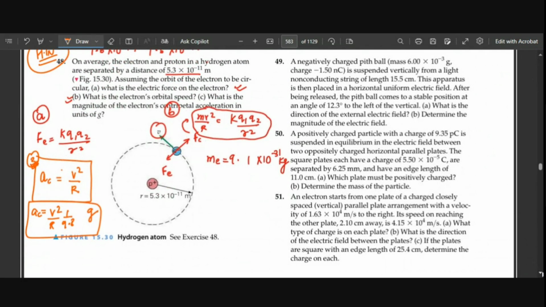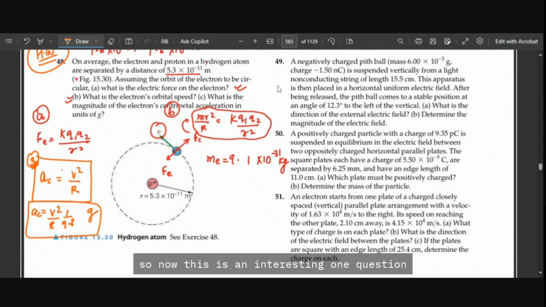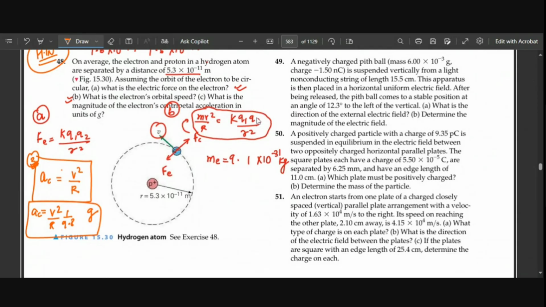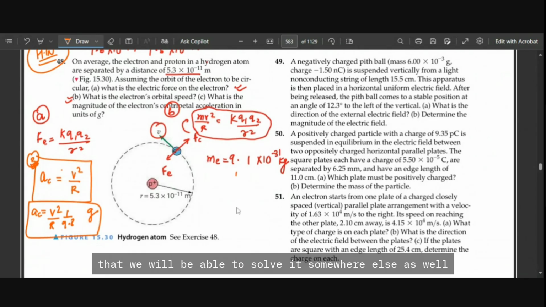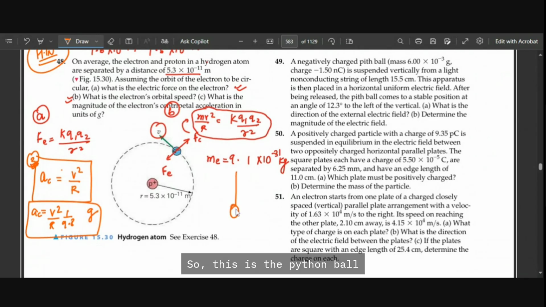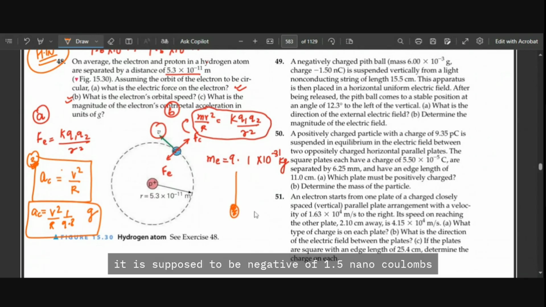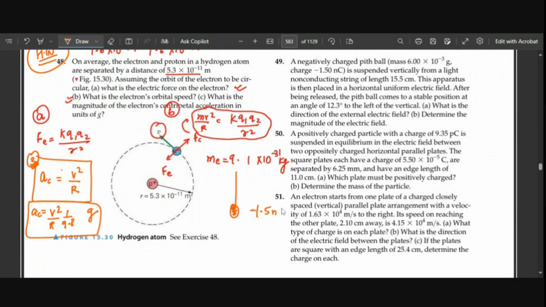Next question. Now this is an interesting one. The question says a negatively charged pith ball is suspended vertically from a light non-conducting string of length 15.5 centimeters. So there is a charged pith ball having some mass and this charge. Let us do this question sideways. First of all, let's draw the figure so that we'll be able to solve it. So this is the pith ball. It is having some mass. It is having some charge, supposed to be negative 1.5 nanocoulombs.